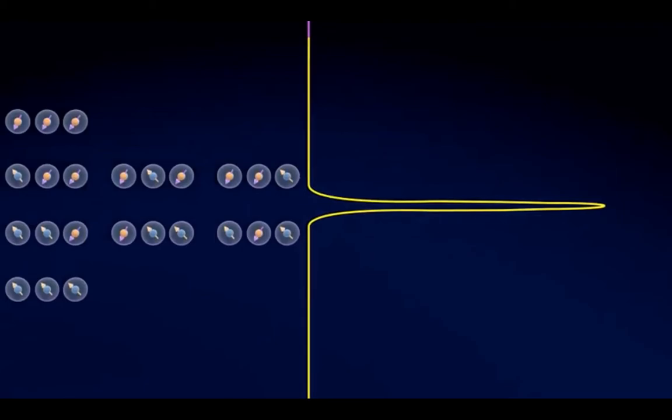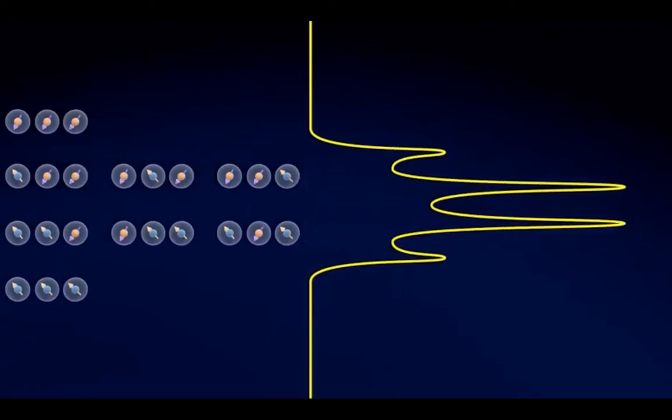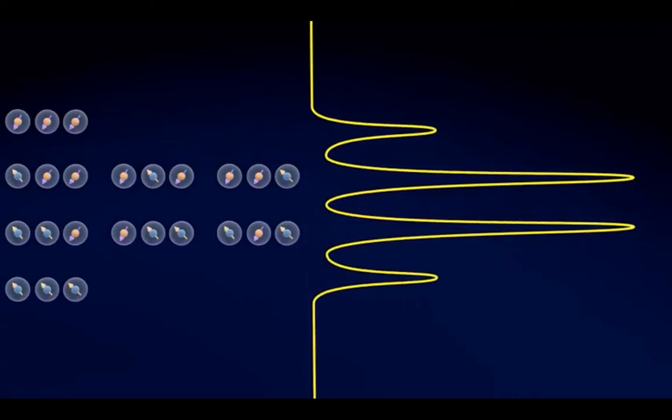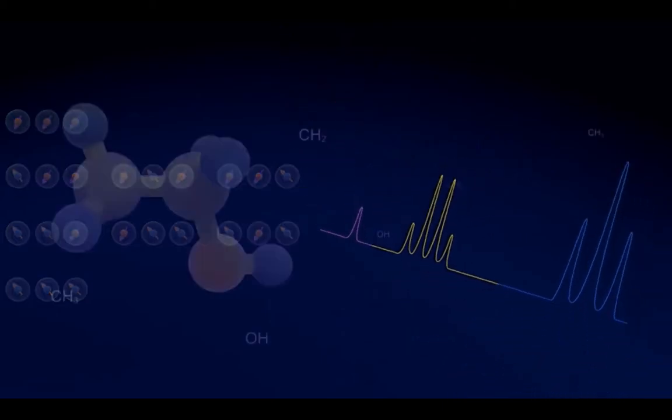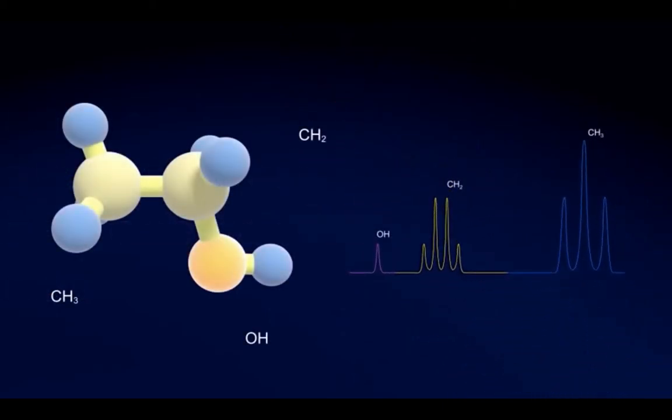Likewise, the 3 methyl hydrogen spins split the methylene response into 4 signals. In conclusion, NMR can identify molecular structures from chemical shifts and multiplets.